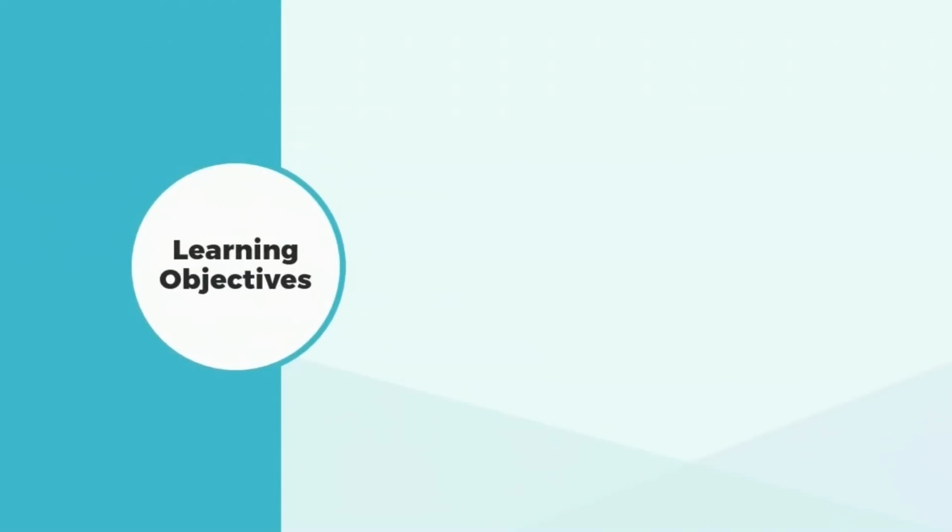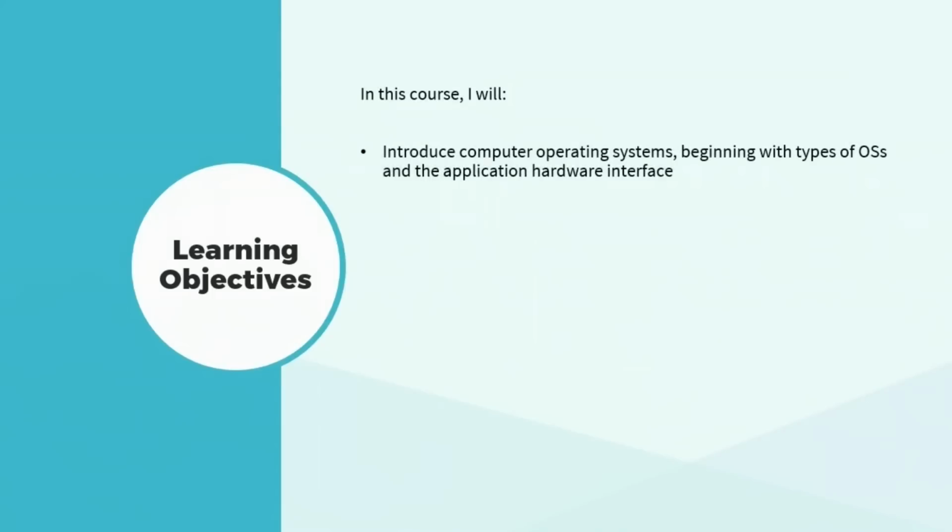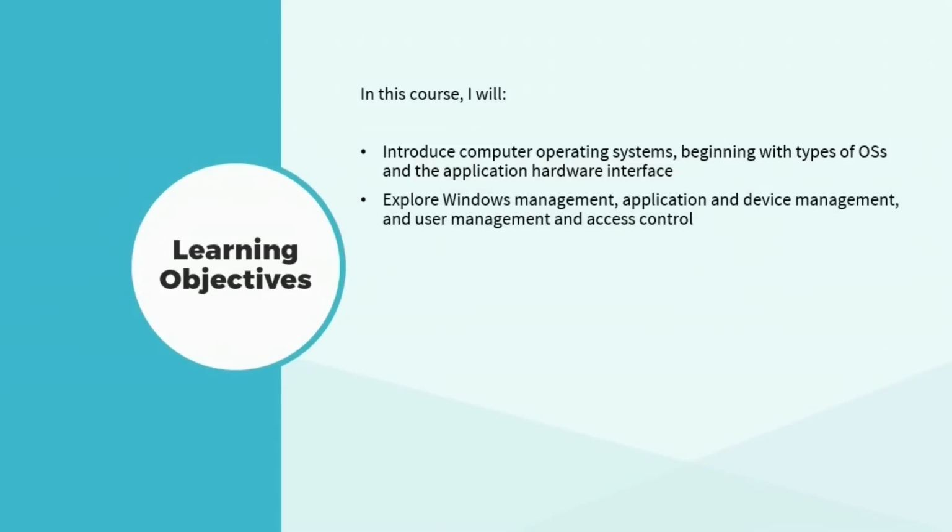Computers need software to function, and that software has changed fundamentally since the very first computers were created. Today, we use sophisticated operating systems, or OSs, to perform everyday tasks. In this course, I'll introduce computer operating systems, beginning with the types of OSs and the application hardware interface. Then I'll explore Windows management, application and device management, and user management and access control.